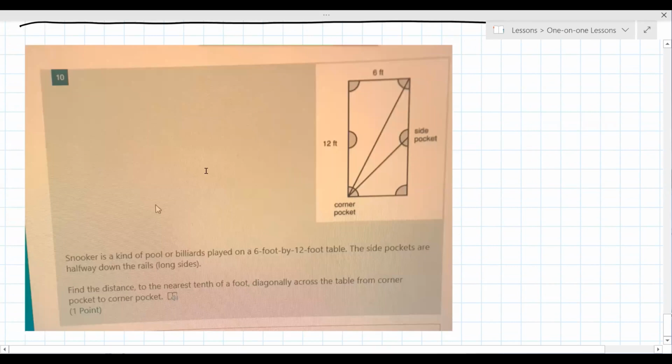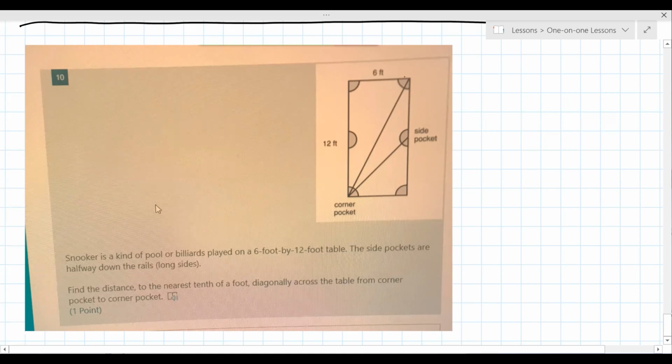All right. So snooker is a kind of billiard played on a 6 foot by 12-foot table. These side pockets are halfway down the rails. Nobody plays snooker anymore that I've ever met. It's like one of those games that I can't believe is in the textbook, but it is. Find the distance to the nearest tenth of a foot diagonally across the table from pocket to pocket.